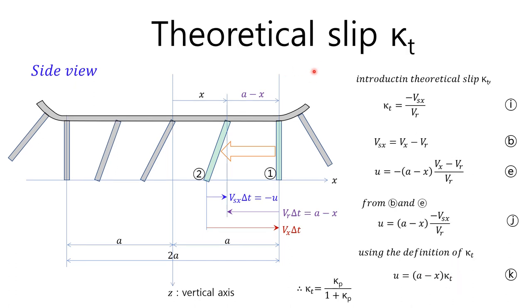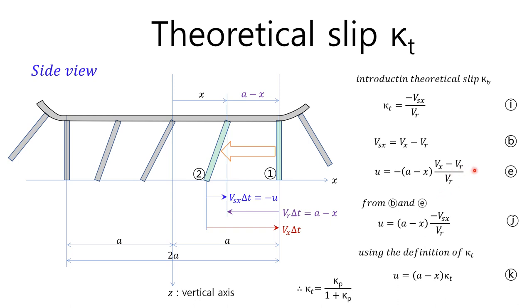This time, let's learn about the theoretical slip kappa t. The theoretical slip kappa t is defined as the equation I. Using this definition and the previously obtained equation B, the deformation U can be expressed as the theoretical slip kappa t. I will show you how we can do this.